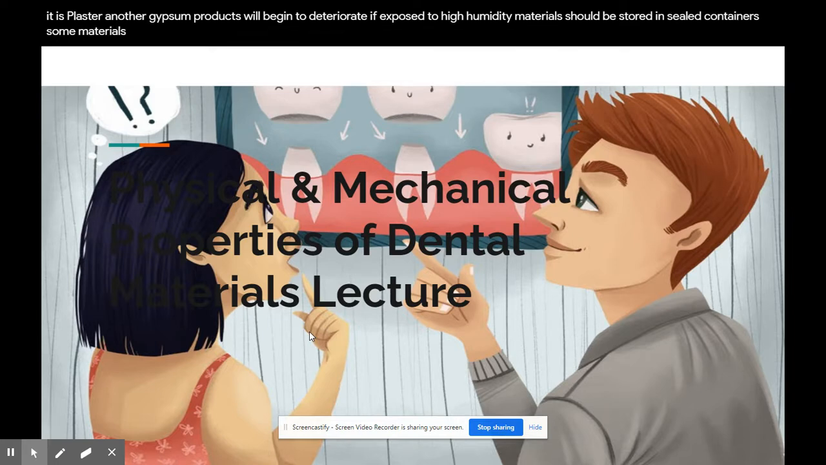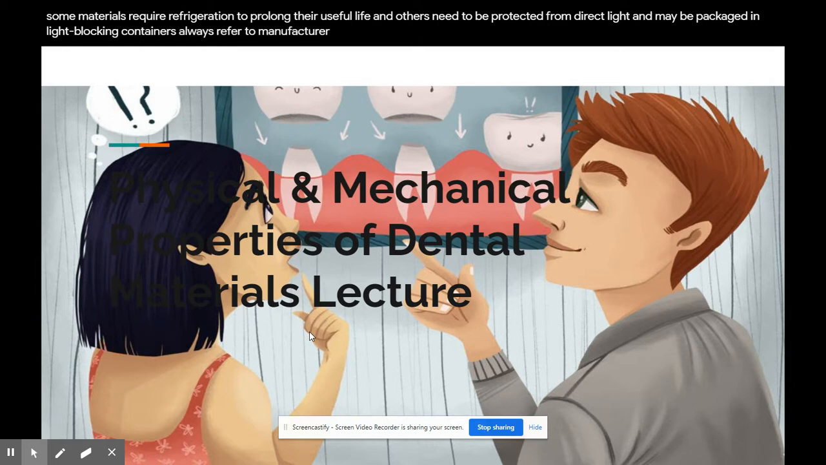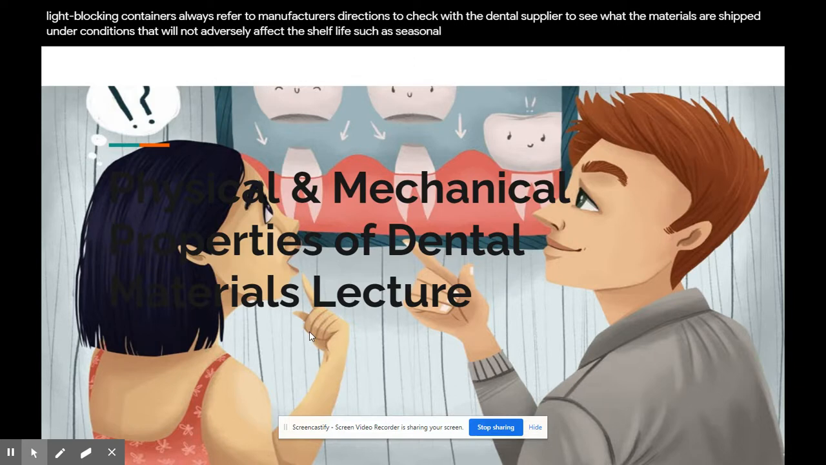Materials should be stored in sealed containers. Some materials require refrigeration to prolong their useful life, and others need to be protected from direct light and may be packaged in light-blocking containers. Always refer to manufacturer's directions to determine conditions of storage and expiration. Check with the dental supplier to see that the materials are shipped under conditions that will not adversely affect the shelf life, such as seasonal temperature variations.